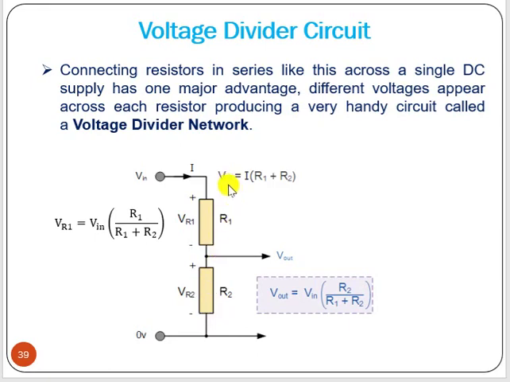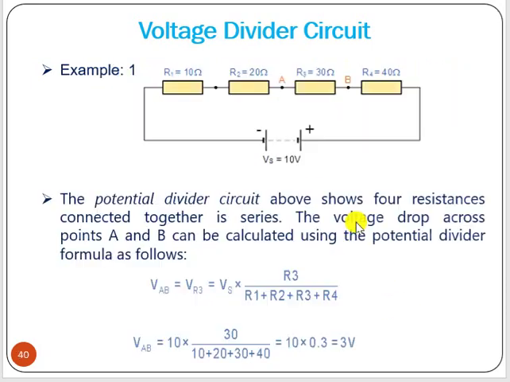Similarly, what is the voltage drop across R1? VR1, the voltage drop across R1, equals the input or total voltage V in multiplied by the same branch resistance across which you have to find the voltage, that is R1, divided by R1 plus R2. So this formula you have to remember. We can apply that here.